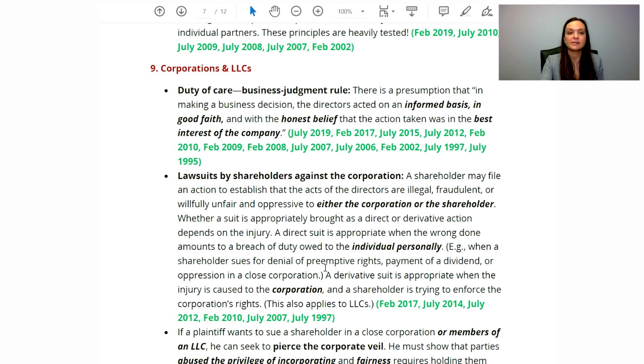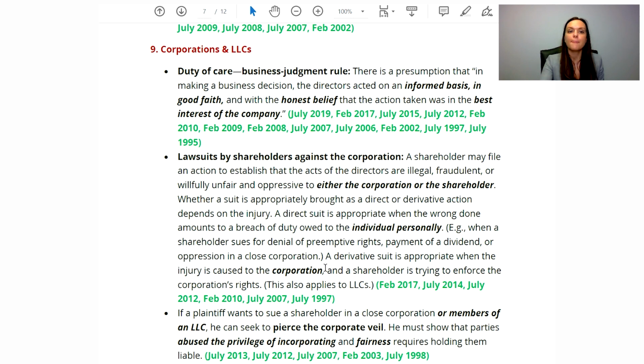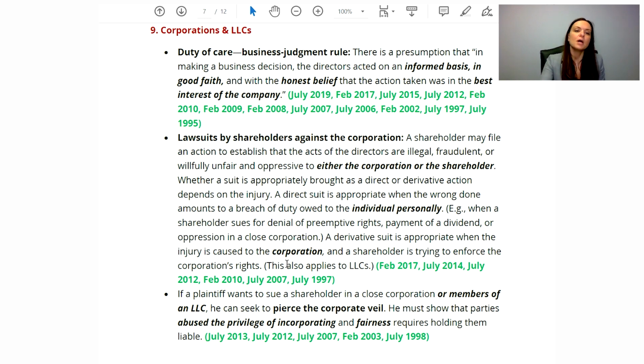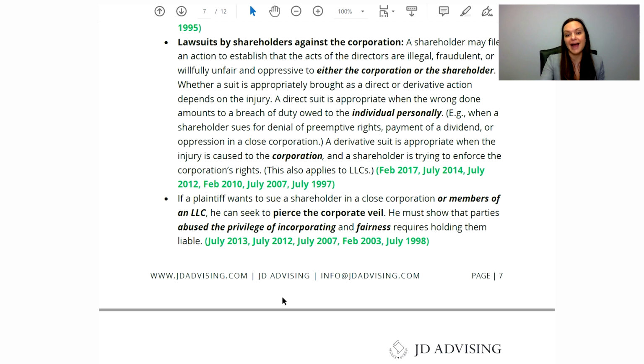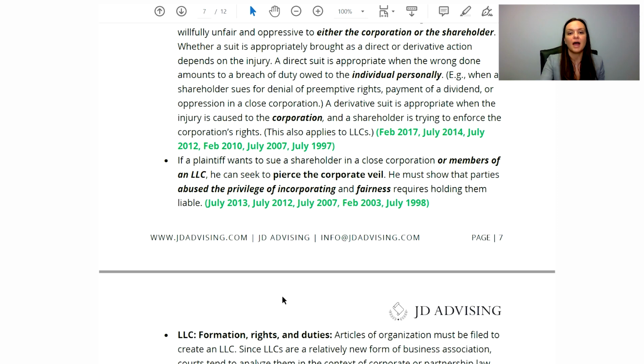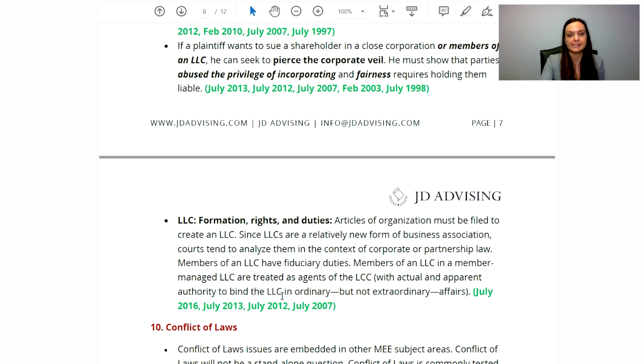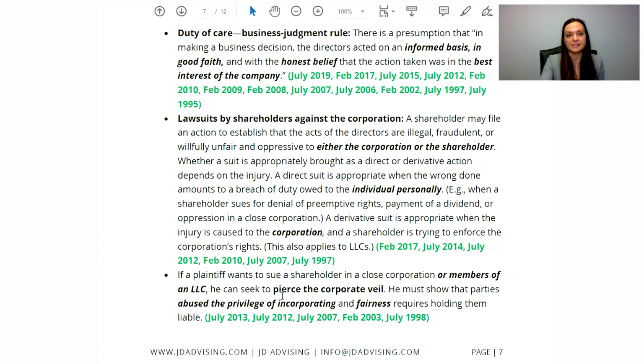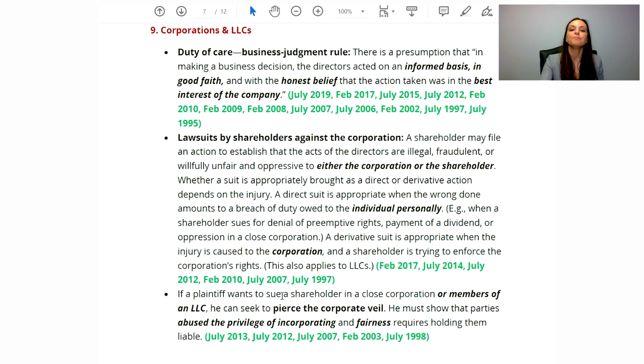Turning to the next subject, somewhat similar, we're talking about corporations and LLCs. Here, the highly tested topics within this subject are the duty of care or the business judgment rule. These two things go hand in hand. Also lawsuits by shareholders against a corporation, and then LLC topics or information, such as formation and rights and duties. What I want to briefly discuss here is that business judgment rule. You want to have a solid rule statement here.